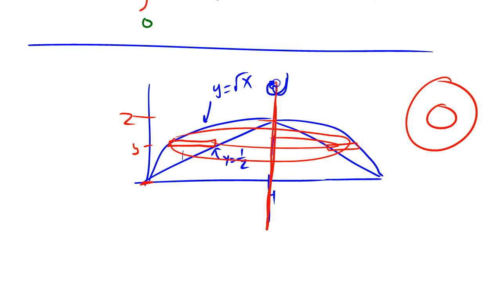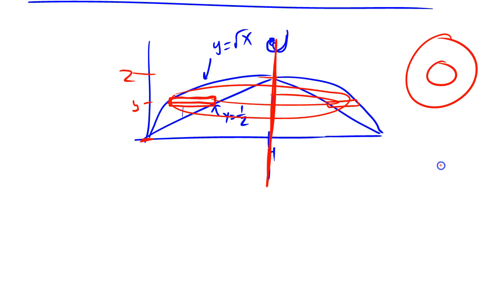The axis that I'm rotating around is vertical. The rectangle that I'm rotating is horizontal. They're perpendicular to each other, generating a washer, just like when we had the picture turned sideways. So let's see, doing washers.